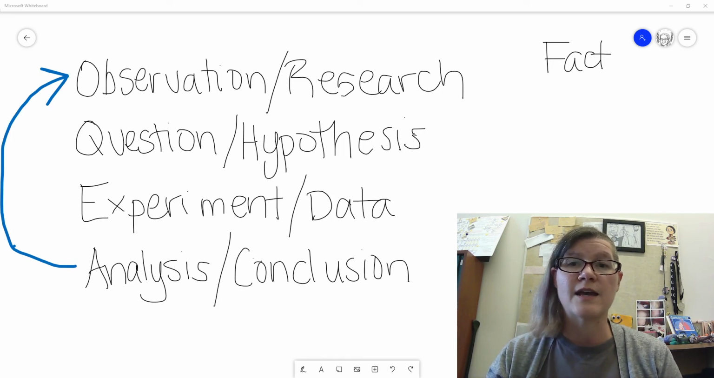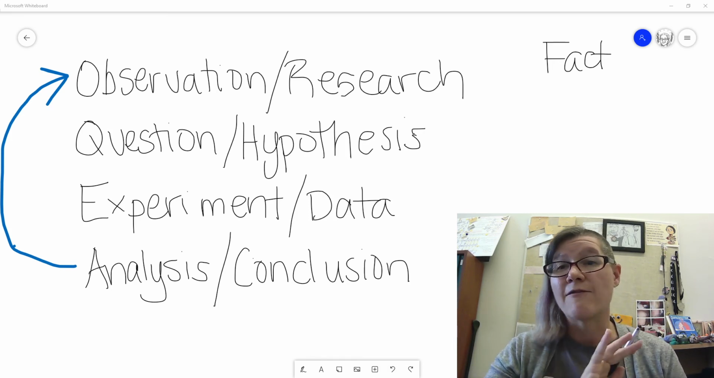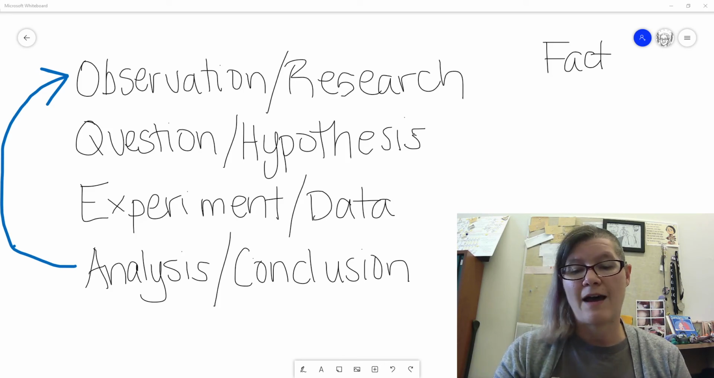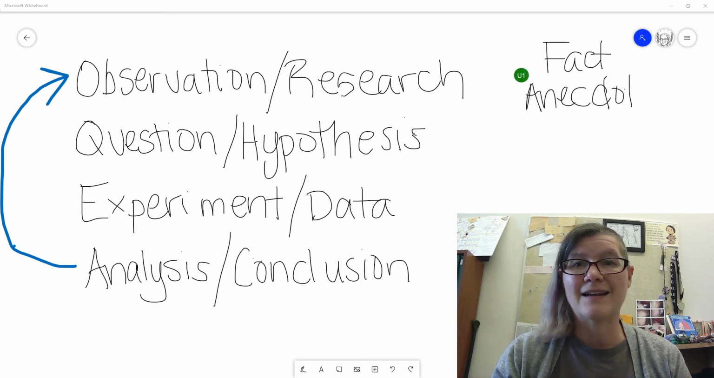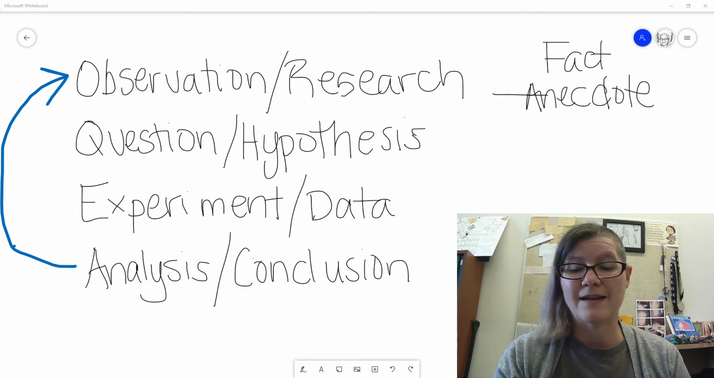Typically, you can't just say one thing. If you only have one of something, you don't have a fact, you have an anecdote or a personal story or a one-shot. And anecdotes don't make good science. So you need to keep testing over and over again to make these things work.